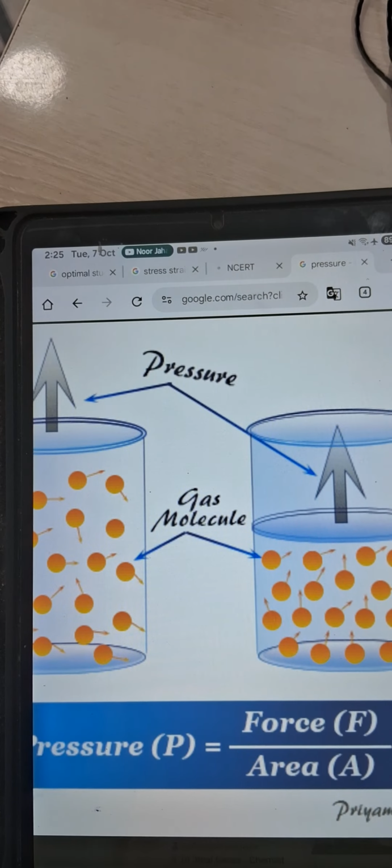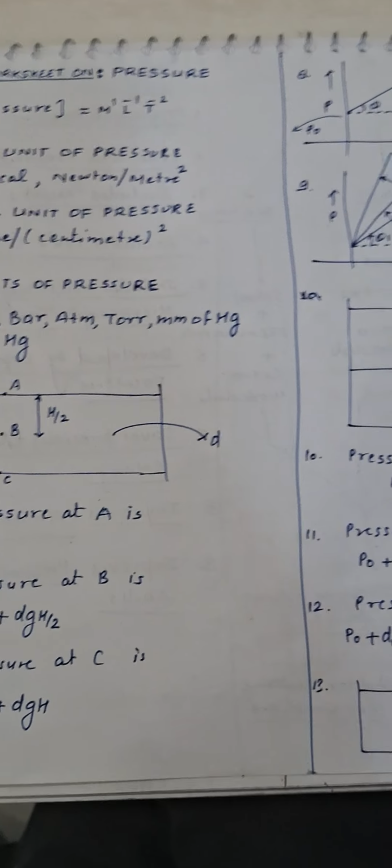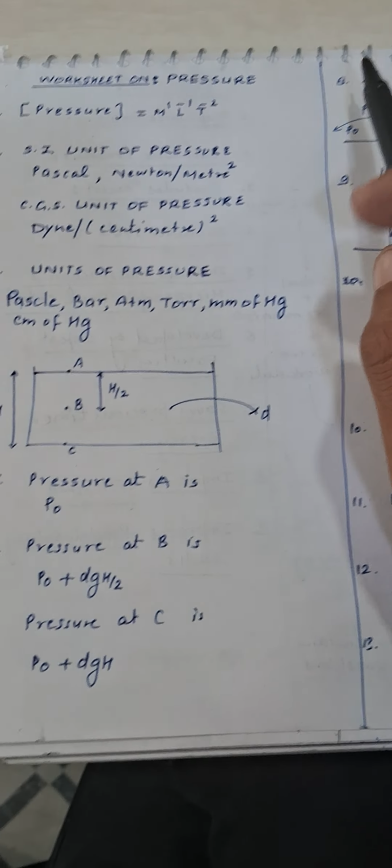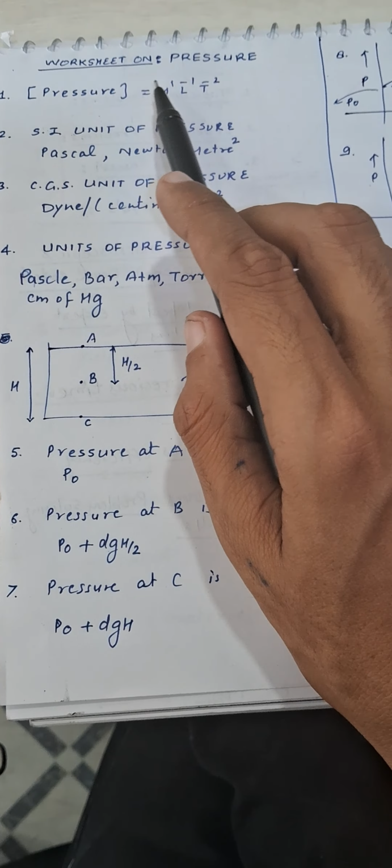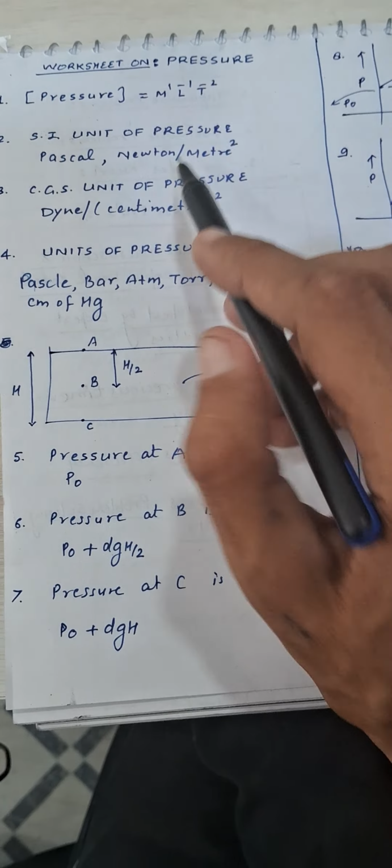Today I shall be discussing pressure. Let's discuss the sheet of pressure. So here is the worksheet. It's a level 1 worksheet, the very basic level. So the first question is, what is the dimension of pressure? It is M^1 L^-1 T^-2.